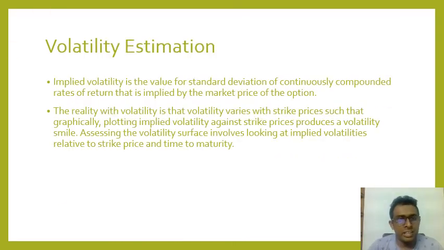Coming to volatility estimation, this is one important step in the BSM model, by which the model is used to find out the volatility. So implied volatility is the value of the standard deviation of the continually compounded rate of return that is implied by the market price of the option.